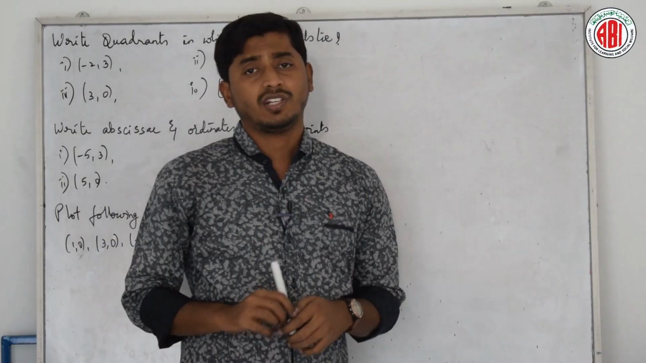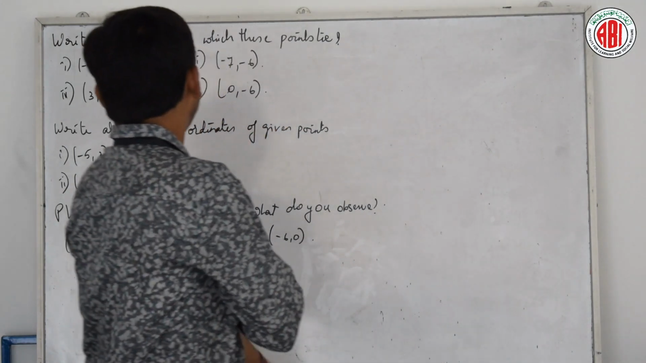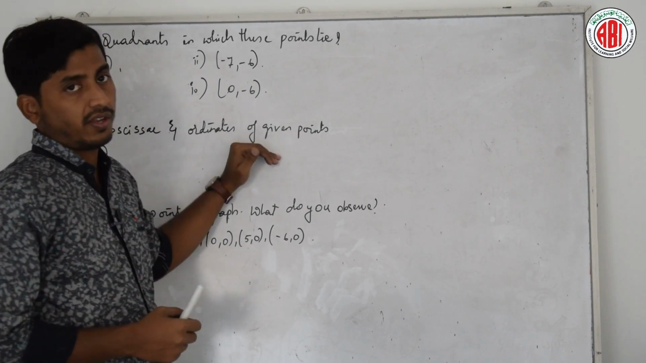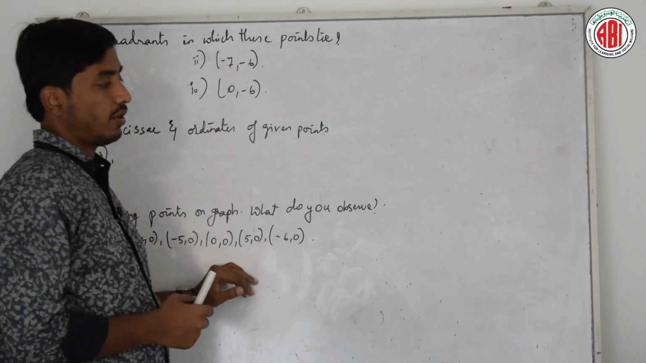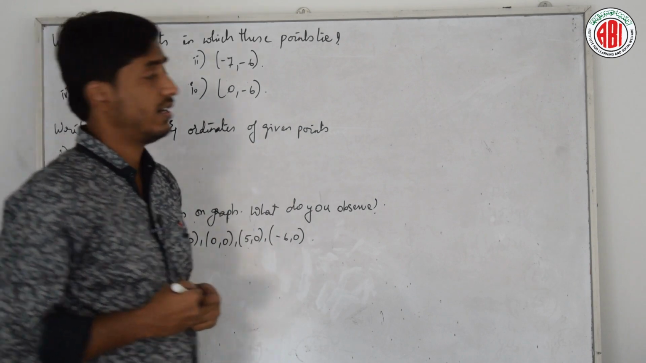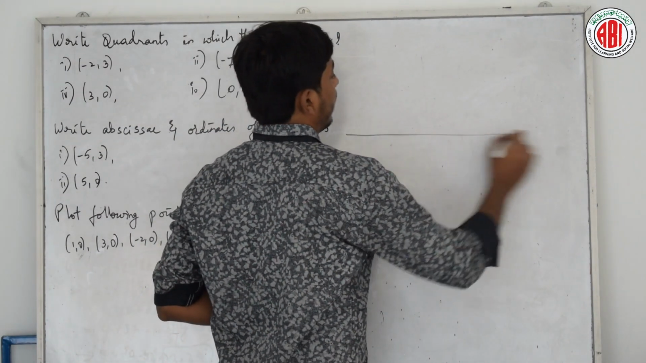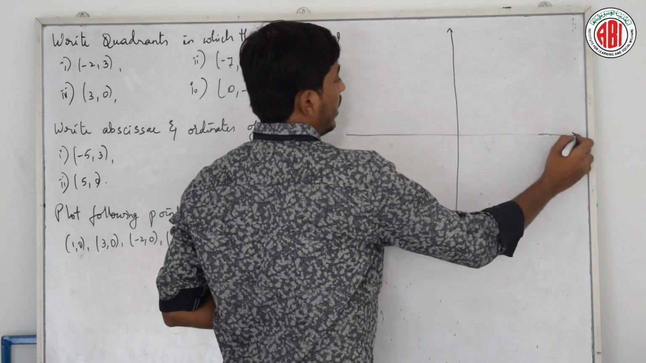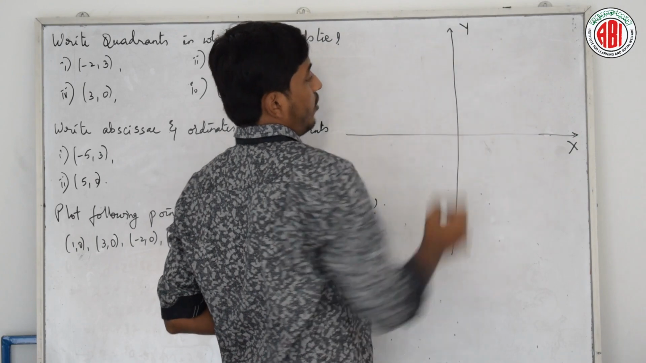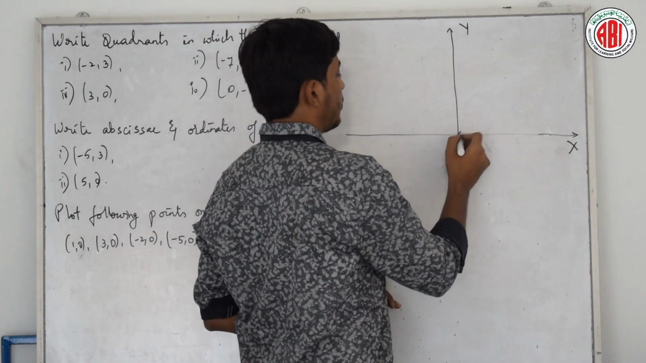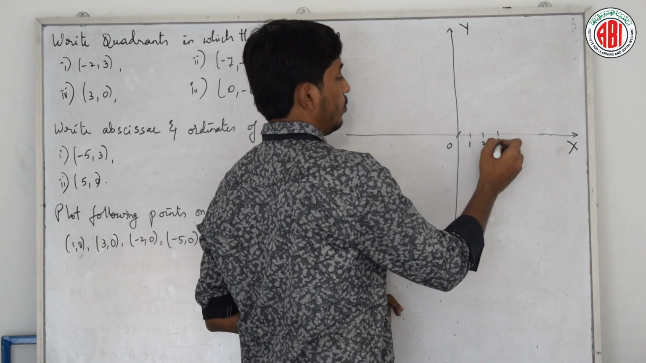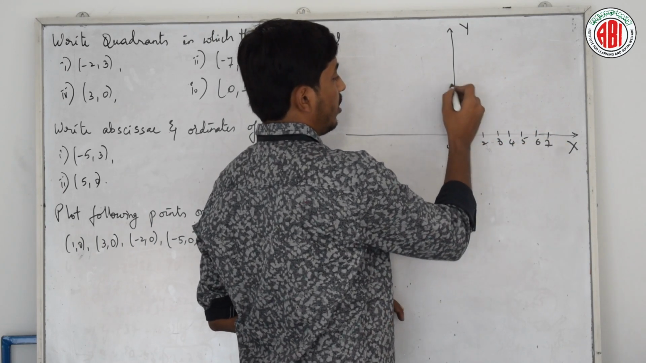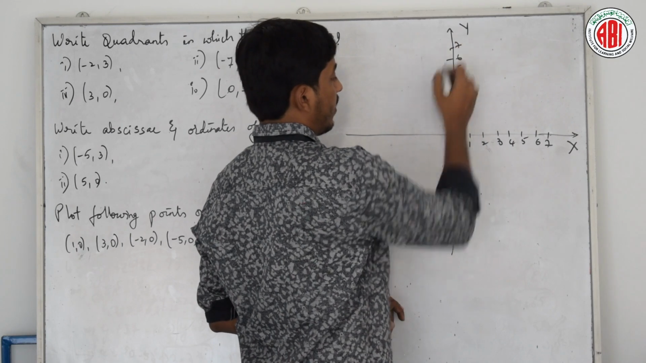Let's do. Look at these questions here. He gave, write the quadrants in which these points lie, and he gave, write the abscissa and ordinates of a given point, and he is asking us to plot the points. So better let us take a normal plain graph and realize everything. Clear? This is x and this is y coordinate. Okay, let us put 0, 1, 2, 3, 4, 5, 6 and 7. 1, 2, 3, 4, 5, 6 and 7.